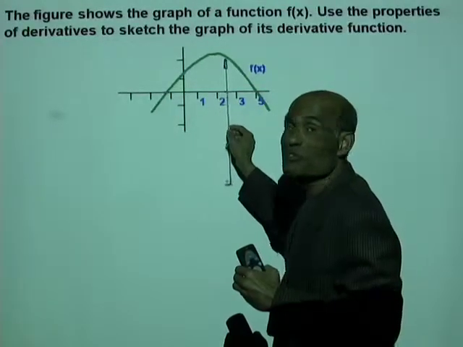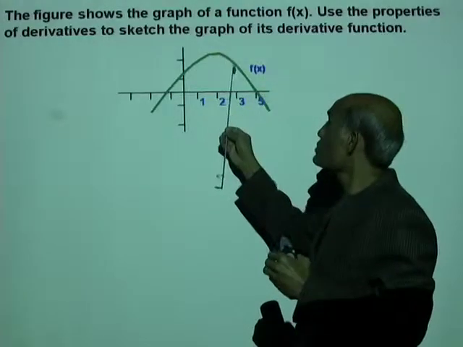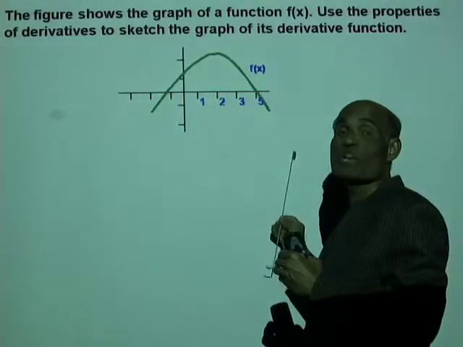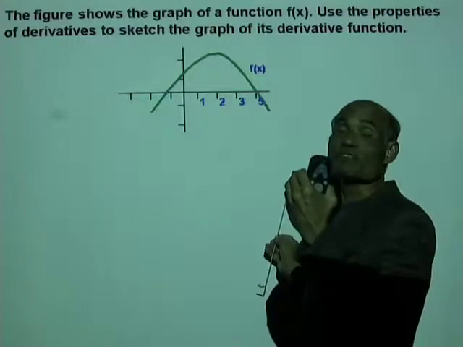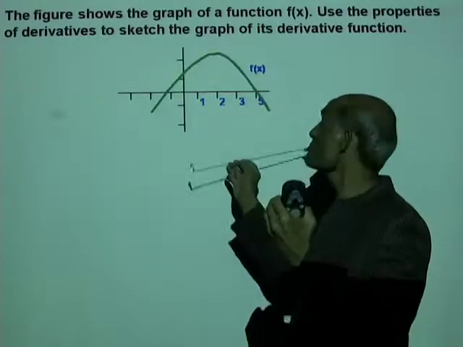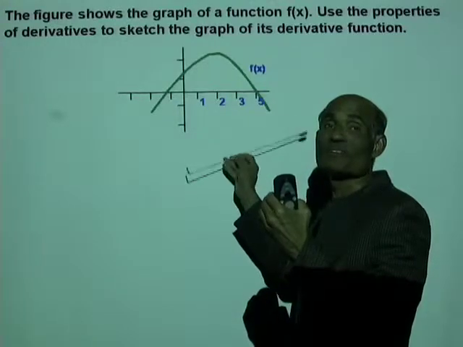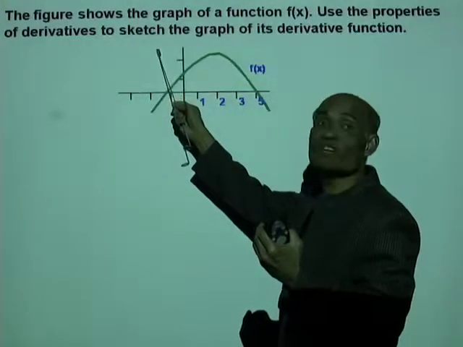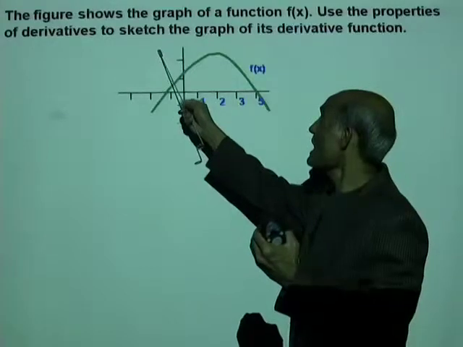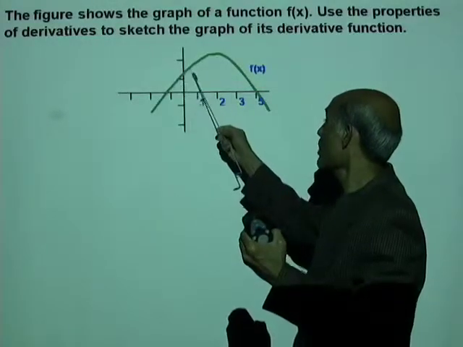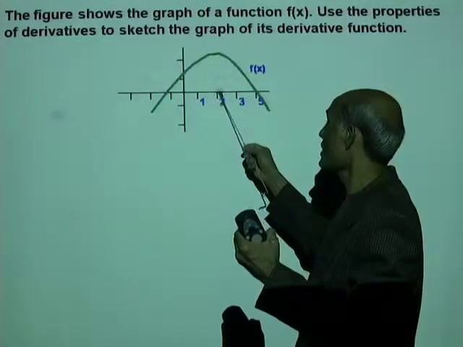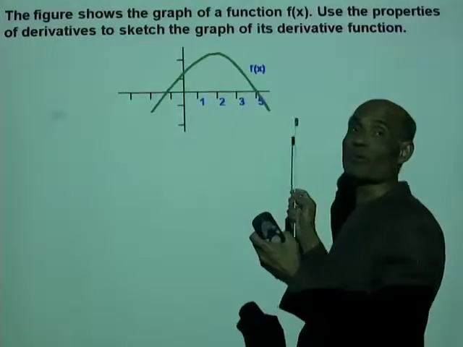And from 2 to infinity, the function is decreasing, which means the derivative is negative. The derivative is negative means its graph will appear below the x-axis. That means you can draw the graph very easily now. It's a straight line coming like that, positive above the x-axis, cutting the x-axis there and going that way.